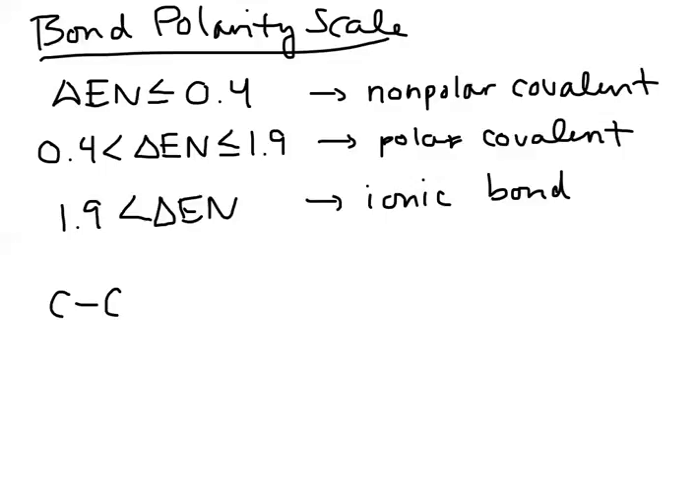What is the delta EN for a carbon-carbon bond? 0. Any bond that is between two of the same atoms will be 0, because for carbon-carbon, for example, it's 2.5 minus 2.5, which gives you 0. So that's what type of bond? Nonpolar covalent.